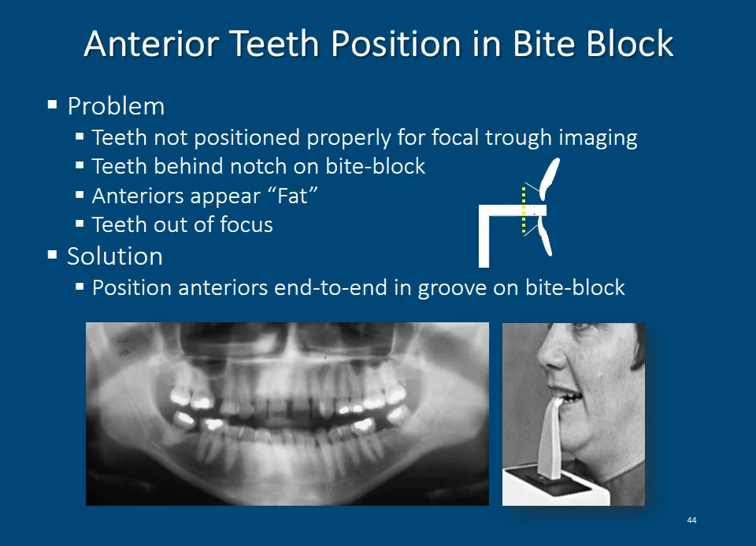Let's take a look at the shape and size of teeth when they are not properly set in the bite block. If the teeth are positioned outside the bite block, creating a distance from where the panoramic machine will come across those anterior teeth, they will appear very fat. Notice the dotted yellow line on the bite bit. You notice the teeth are behind that line. This causes them to be furthest away as the machine rotates across the front of the face, and then the teeth are out of focus and they will become very fat looking.